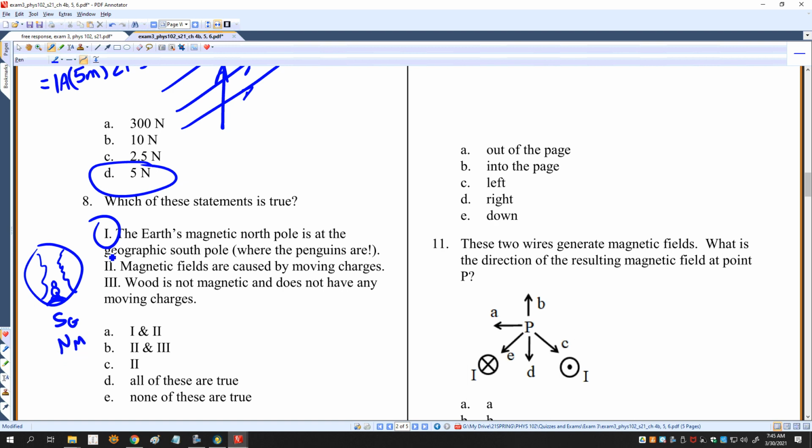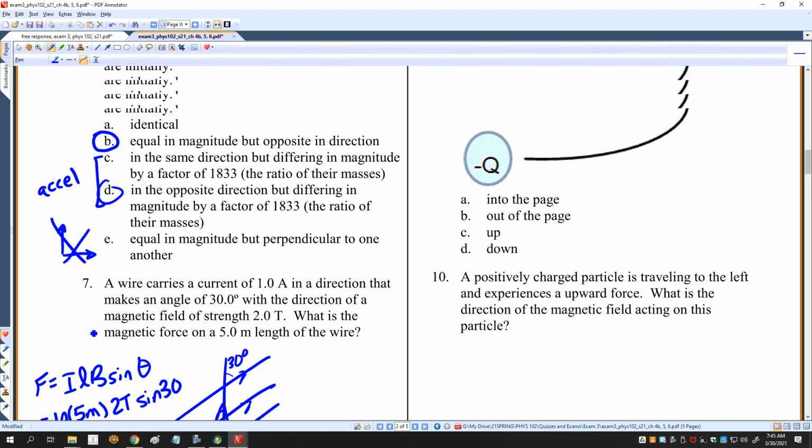So that's true. Magnetic fields are caused by moving charges. True. Wood is not magnetic. That's true. It's not ferromagnetic. And it does not have any moving charges. Not true. It does have moving charges, but as I look at a piece of wood, the magnetic domains within that wood are all randomly oriented. So it doesn't have a magnetic field. So A is the right answer for number 8.